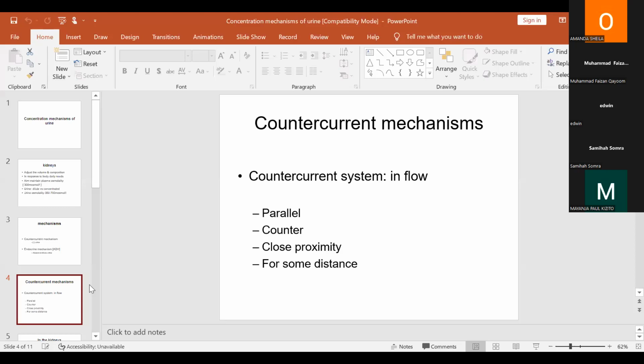And the last thing is that they must learn for a certain distance. So distance in terms of concentration becomes important. So in other words, we knock off completely the cortical nephrons. So the nephrons that are going to participate in concentration mechanisms of the kidney, by definition, are going to be those ones that are juxtamedullary.